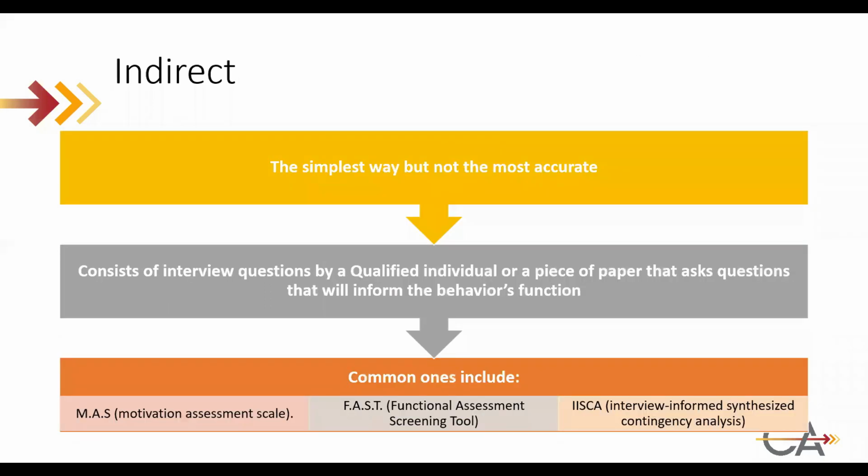So the indirect is the simplest way, but it's not always the most accurate. It consists of interview questions, usually by a qualified individual, or just a piece of paper if you want, that ask questions that will inform the behavior's function. There are some common ones, and a bunch out there on how to conduct these interviews. That's the easiest. It's really short, but it's not always the most accurate, because a lot of times you're asking questions and they don't quite know. You're not observing the behavior directly.